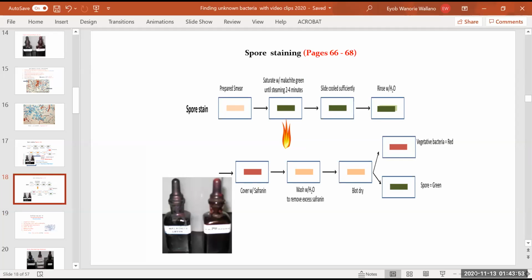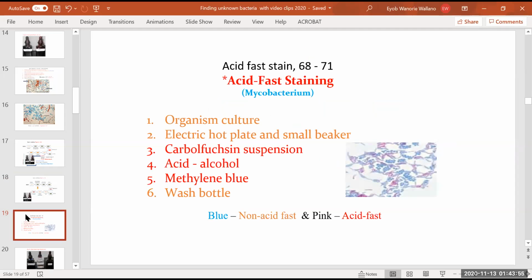Okay, here when we come, you need to understand about acid fast. Carbolfuchsin, you need to know it, and then acid alcohol, and then methylene blue. Know it. Most of the time, students say acid instead of acid alcohol.